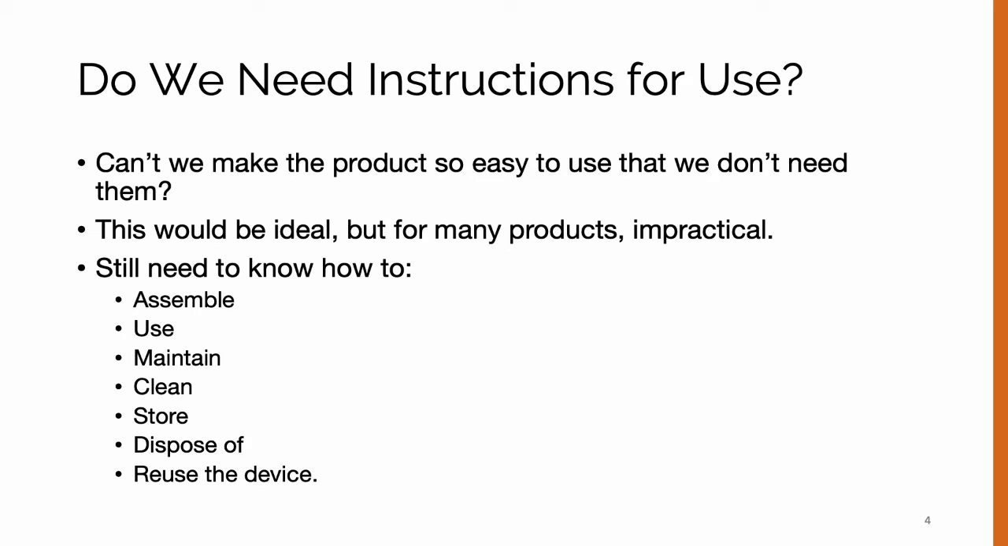Can't we make the product or the user interface so easy to use that we don't need user instructions at all? While this would be ideal, for many products that just doesn't work out that way. It's impractical. We still sometimes need to know how to assemble things, how to use them, maintain them, clean them, store them, how to dispose of them, and even how to reuse a device. That information is not easily captured in the user interface, and we end up overburdening the other components of the user interface if there are no instructions for use.